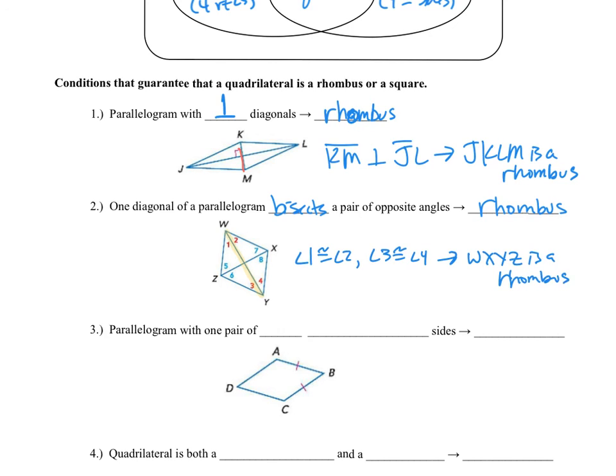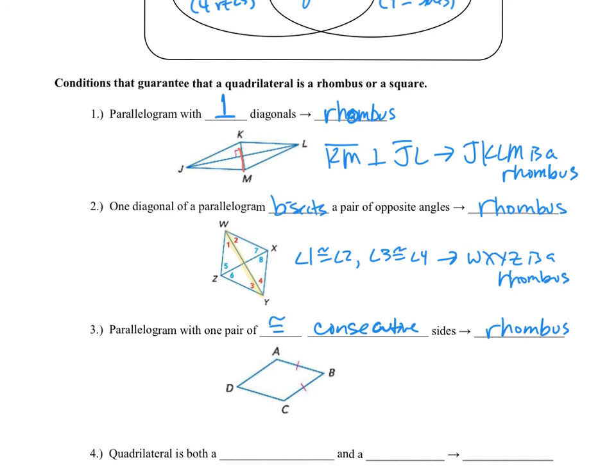All right? And then number 3, a condition: if we have a parallelogram with one pair of congruent consecutive sides, that's enough to guarantee that that parallelogram is a rhombus. Okay, so we don't need to know anything about the other pair of consecutive sides, but if we have a quadrilateral that's a parallelogram and there's one pair of consecutive congruent sides, that's enough to guarantee that that parallelogram is a rhombus.